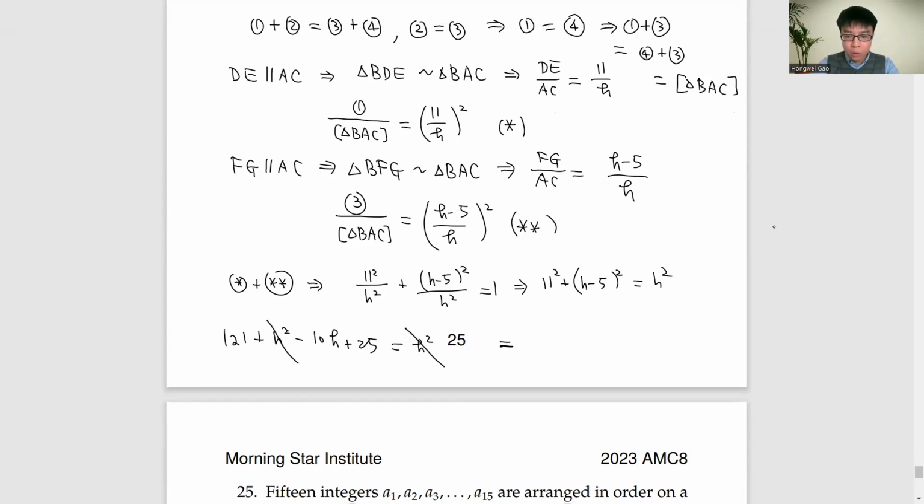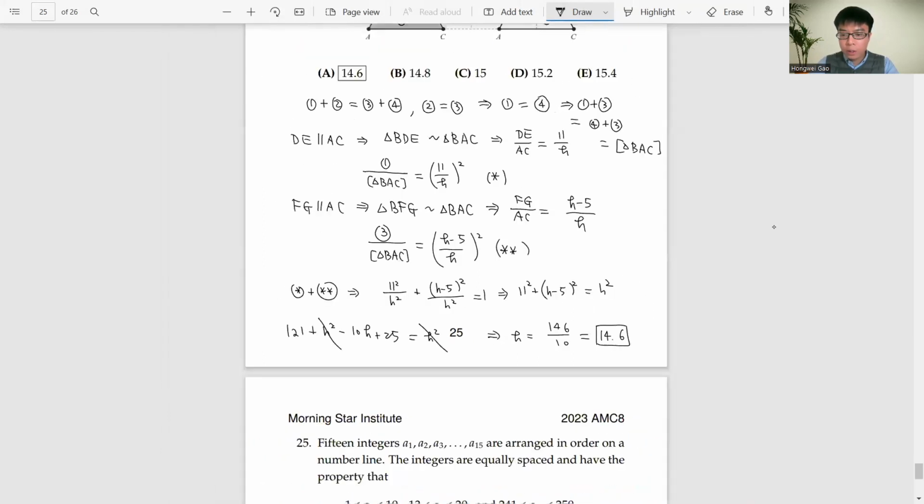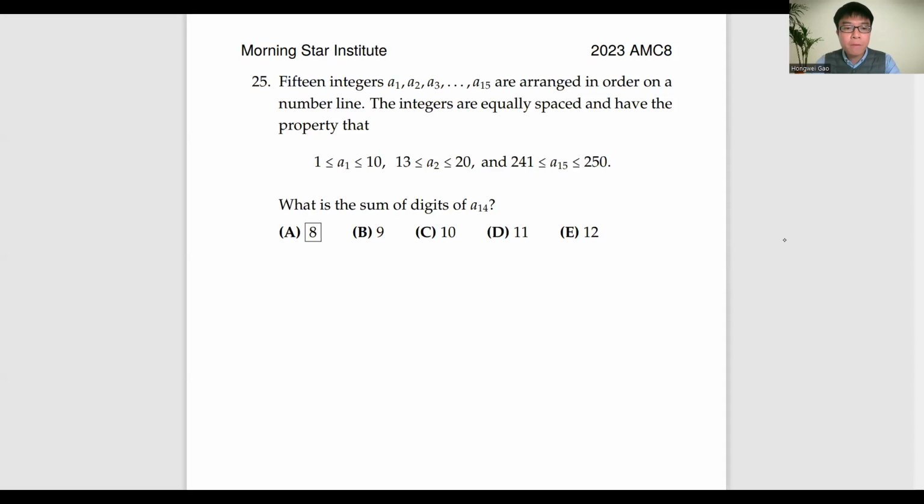That means H equals 146 over 10. So H is 14.6. Then the answer here is 14.6. It is A. Question 25.